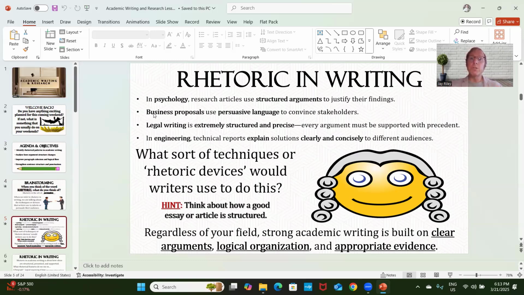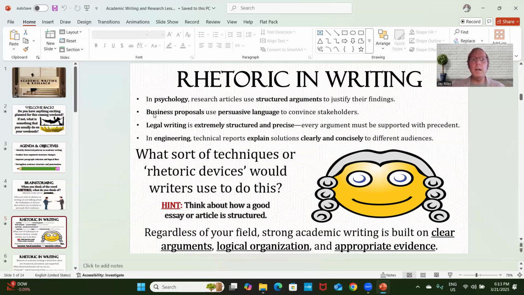In psychology, we want to use structured arguments to justify our findings in our research articles. If we're writing in the business world, we want to write proposals with persuasive language because we're writing for our stakeholders, perhaps shareholders or investors or board members, and we want to convince them of the merit of the proposal that we're putting forward. Legal writing is especially structured. We want to cite prior legal precedents. In engineering or other STEM fields, we're going to try to write clearly and concisely, and we're going to reference specific language in that field.